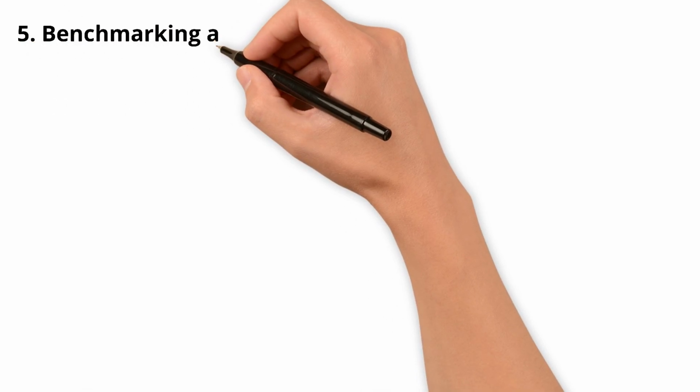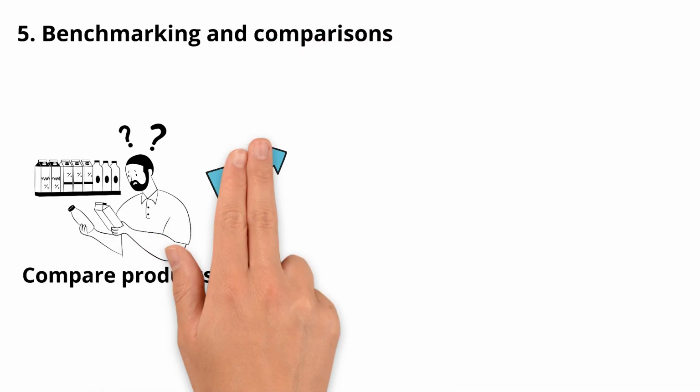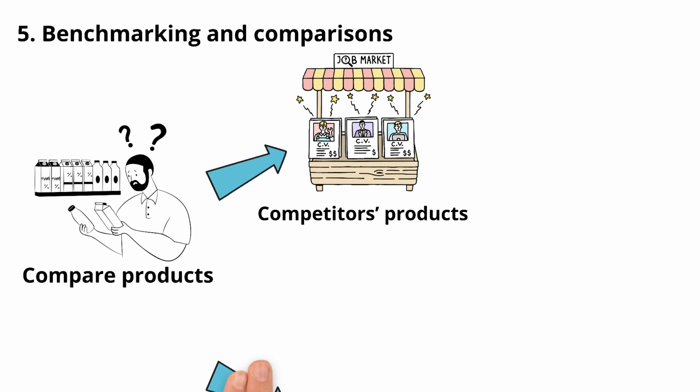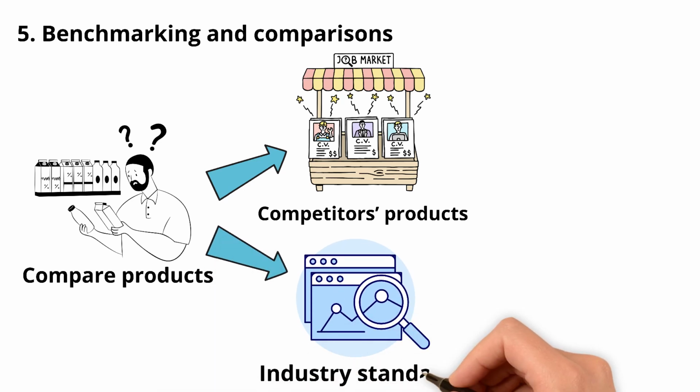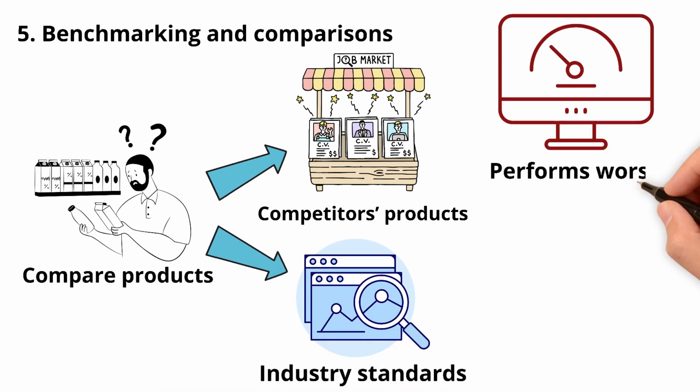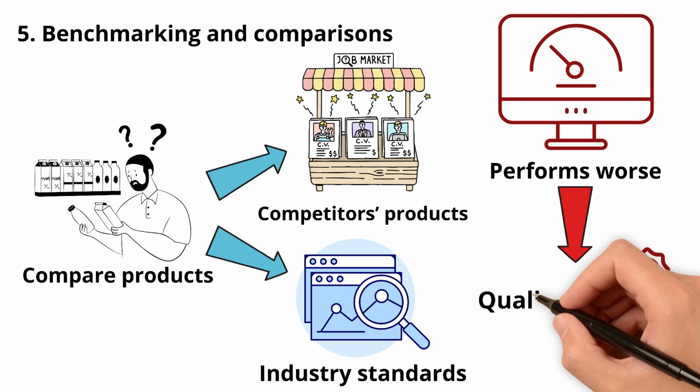Number 5. Benchmarking and comparisons. Businesses might compare their product to competitors' products or industry standards. If their product performs worse, it might indicate a quality problem.